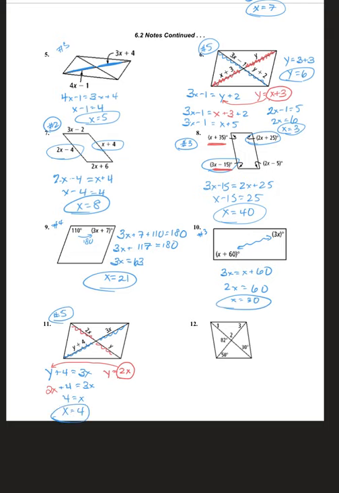I always like to write it the correct way. And then I'm going to plug that in here. So y equals 2 times x, and we know x is 4. So y equals 2 times 4, which is 8.